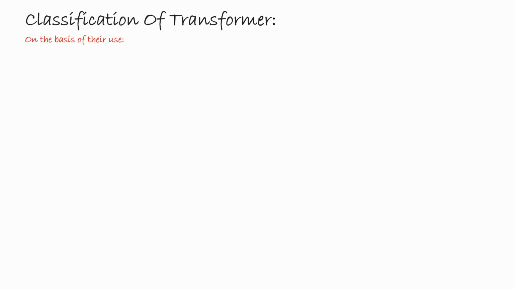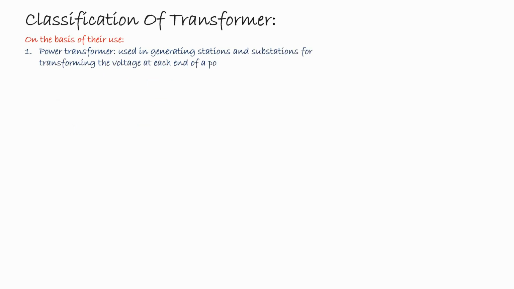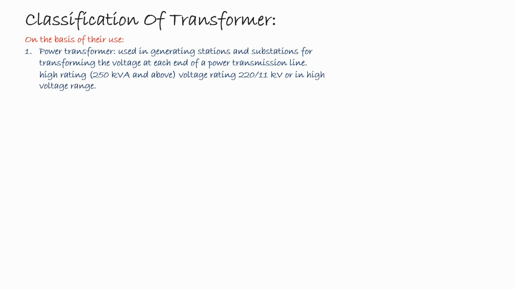The next classification of the transformer is based on their use. The transformer can be used as a power transformer. It is basically used in the generating stations and substations for transforming the voltage at each end of the power transmission line. This type of transformer is a very high rating transformer, considered as 250 kVA or more. Then this type of transformer is considered as a power transformer.